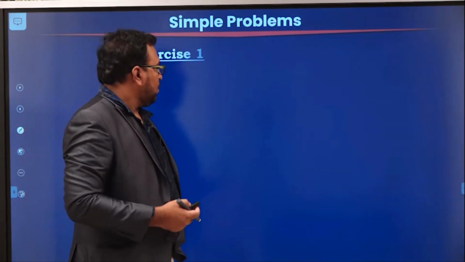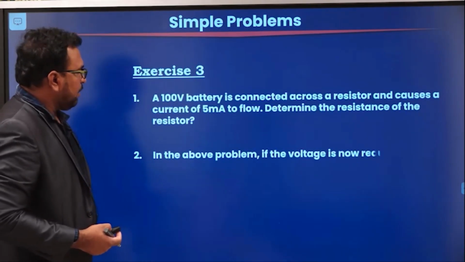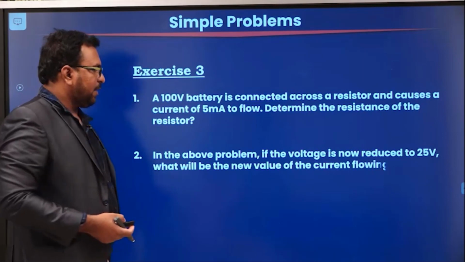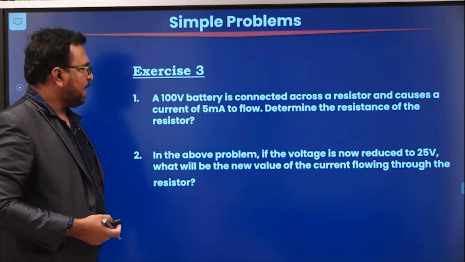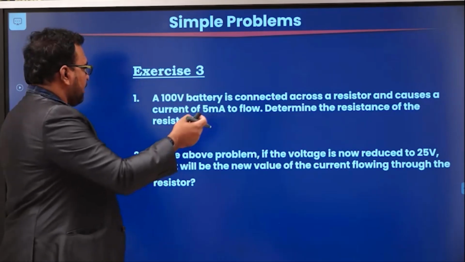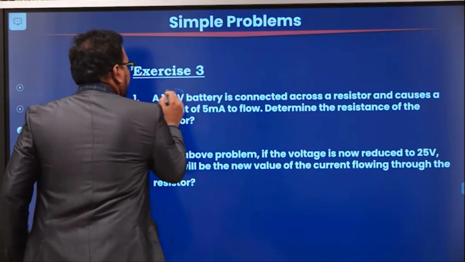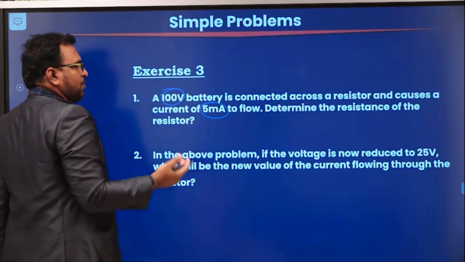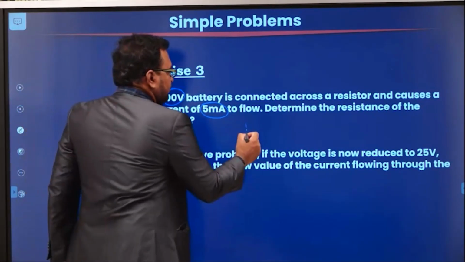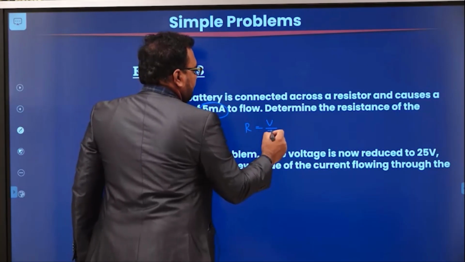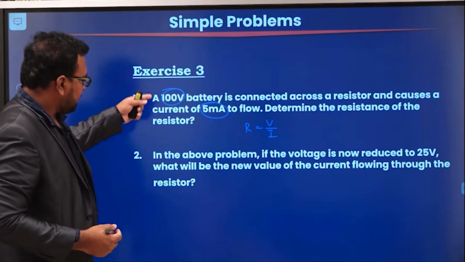Okay, let's do a simple exercise. So there are two problems here on Ohm's law. Take 5 minutes' time and solve these two problems. The first one: a 100 volt battery is connected across a resistor and causes a current of 5 milliamperes to flow. Determine the resistance. Here the known quantities are voltage and current. So from the Ohm's law chart, you can calculate the resistance value. R is equal to V by I.